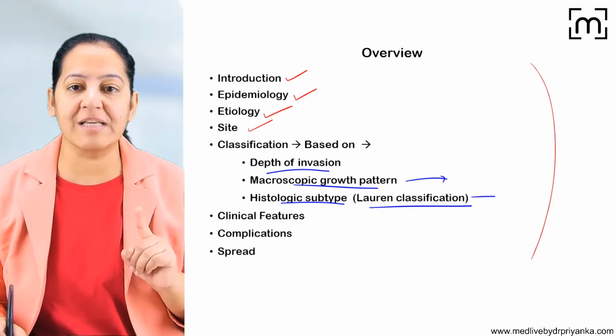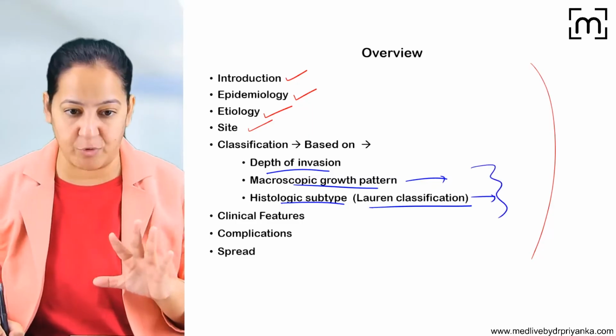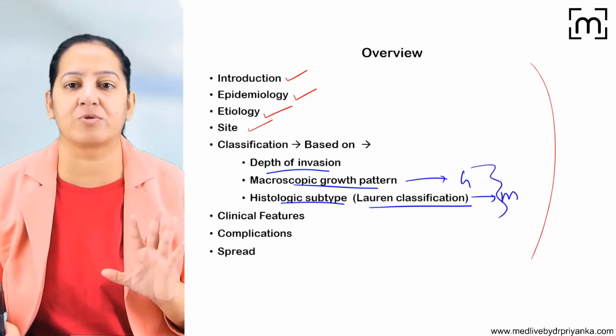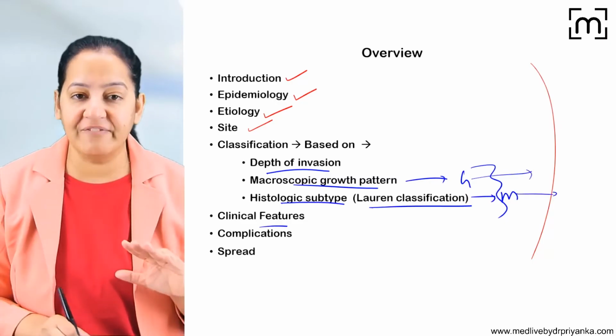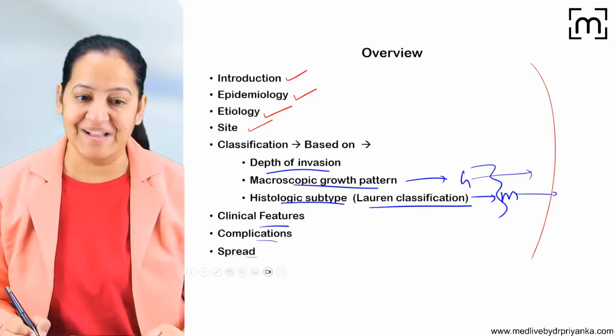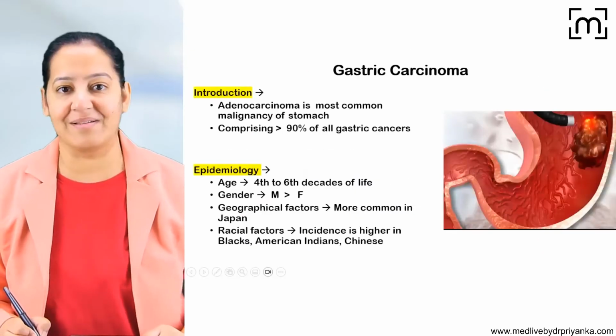So if the gross and the microscopy is asked, you can write down this portion. This is the gross and this is the microscopy. The various patterns in the gross, the various patterns in the microscopy. After that, the clinical features, complications, and the spread we will see. So let's start the topic gastric carcinoma.